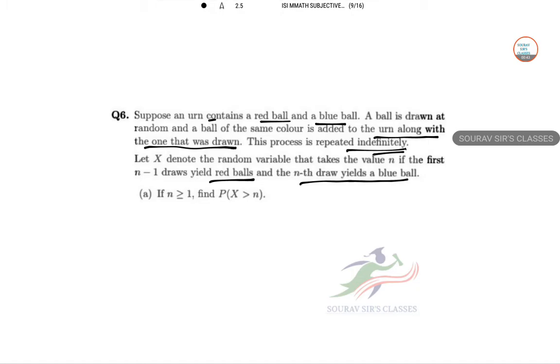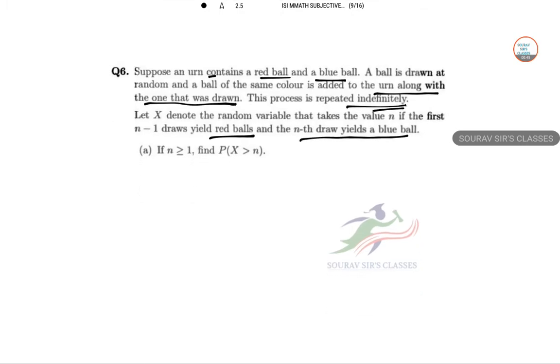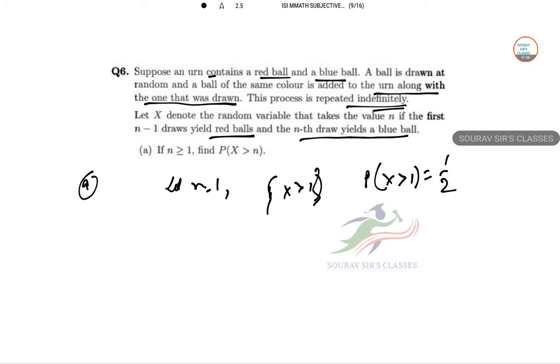So what we have to do in the first part: if n is greater than or equal to 1, find the probability of X greater than n. So we use induction on n. Let n equal 1. The event X greater than 1 means that the first draw yields a red ball, so the probability of X greater than 1 is half.